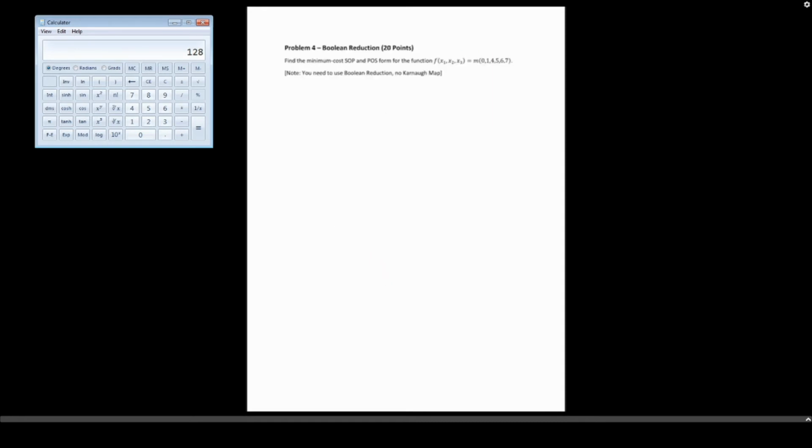Boolean reduction without using the K-maps. We need to find the minimum cost, stop, and pause. So a lot of people lost points here because you probably didn't read the question properly, but you need to find the stop and the pause, not just the stop or just the pause. And then we need to find the simplest equation.